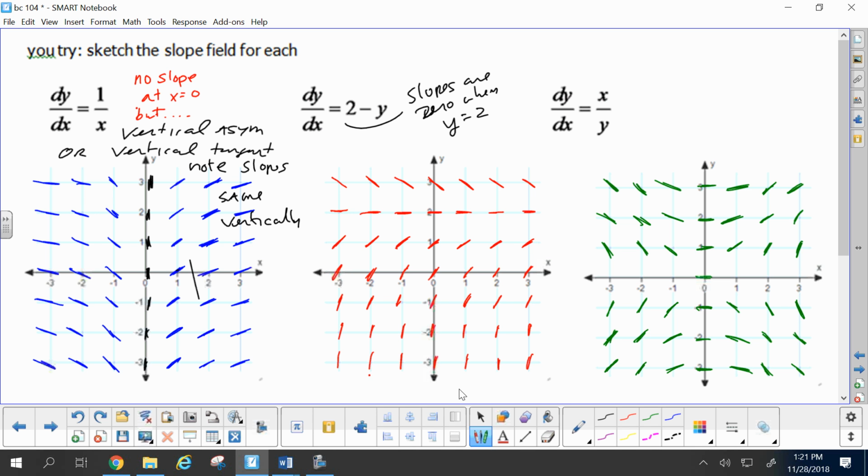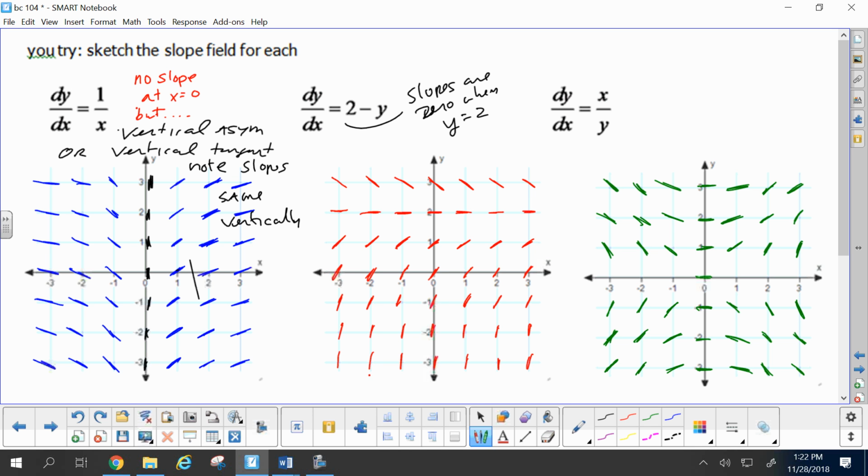Because what? Yeah, look at the equation. dy/dx depends on x only, okay? It doesn't matter what the y is. When y is 2, the slope is the same. When y is 5, the slope is the same. And so you can see that if the differential equation depends on x, then the slopes will all be the same vertically. If the differential equation depends on y, then the slopes are all the same horizontally.